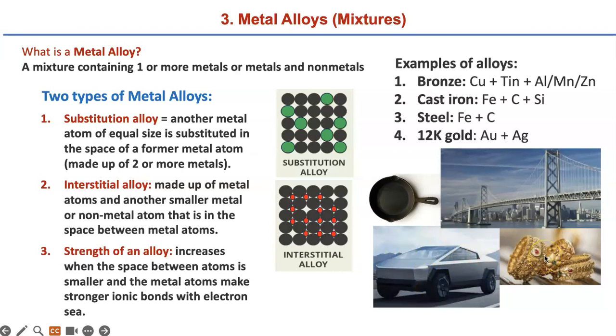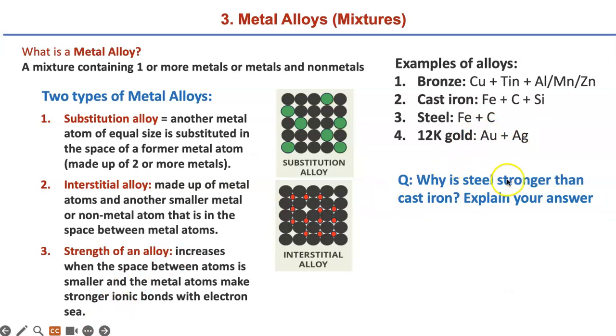And examples of alloys would be bronze, which is made out of copper, tin, plus either aluminum, manganese or zinc. And cast iron, which is a mixture of iron, carbon and silicon. And then steel, which is also a mixture of iron and carbon but lacking silicon. So this steel is an interstitial alloy, whereas cast iron is an interstitial alloy with some substitutions with silicon here and there. 12 karat gold is gold plus a little bit of silver.